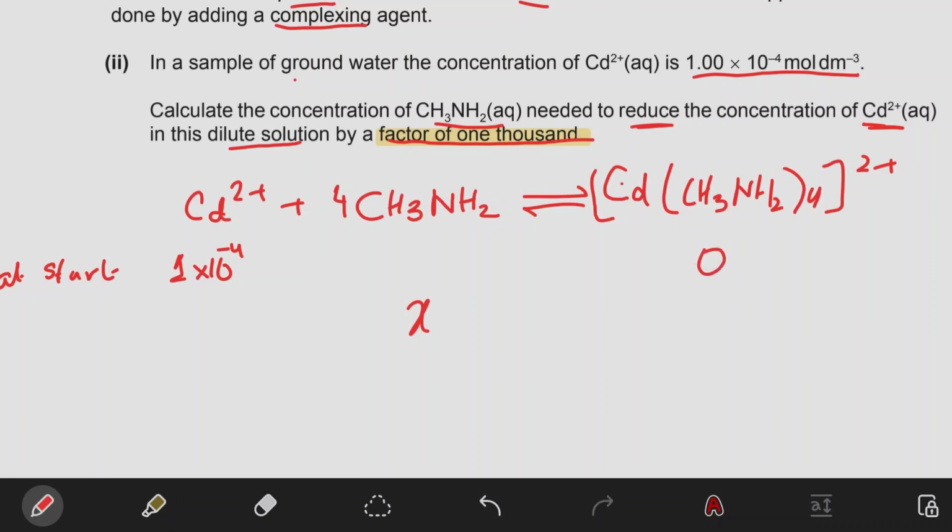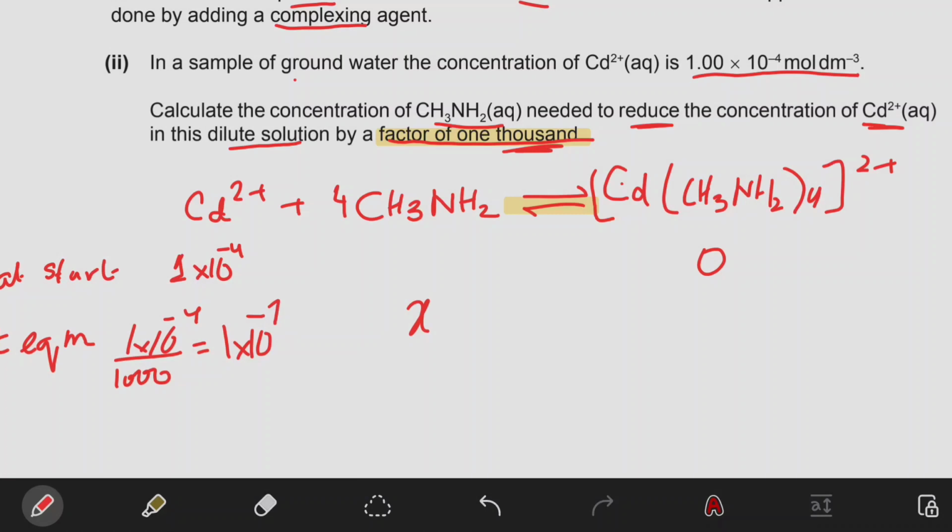Then at equilibrium, since this reaction is reversible, that's why equilibrium is established. Equilibrium, we need to divide this initial concentration of cadmium ions by 1000. Okay, so 1 into 10 to the power minus 4 divided by 1000 is actually 1 into 10 to the power minus 7. Okay, so this is the concentration at equilibrium, and this is x.